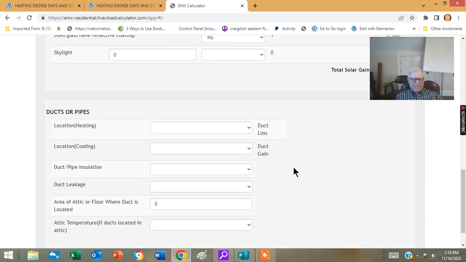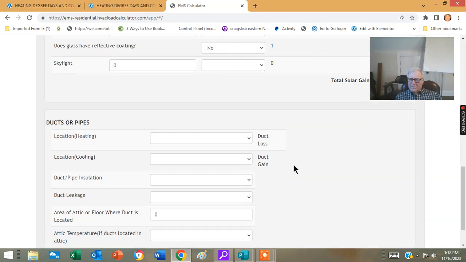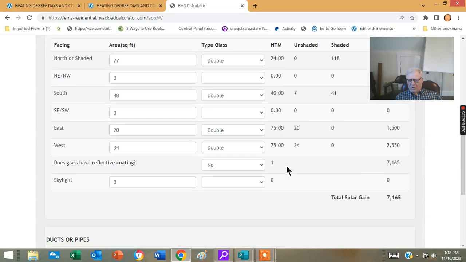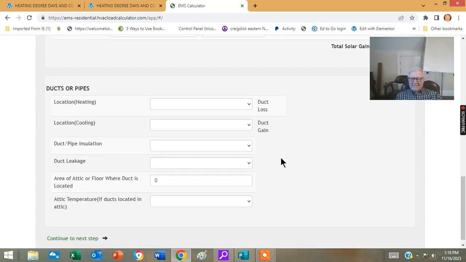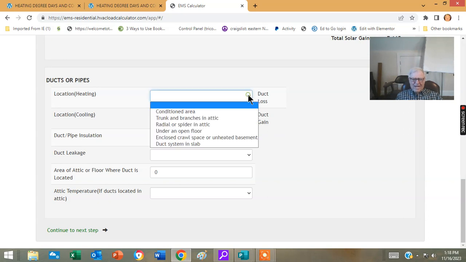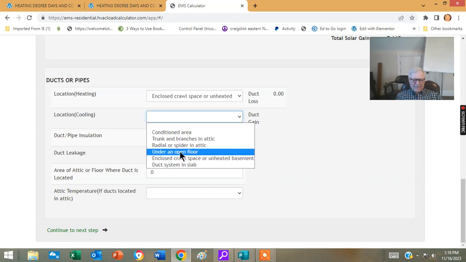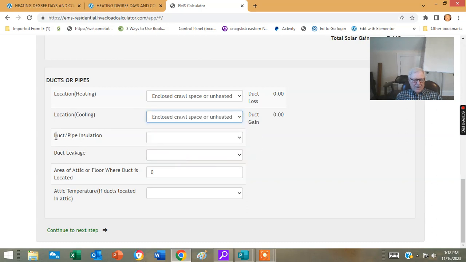Now we're going to come on down. We're still on step 2. I told you that was the most difficult part of the whole program. It's not bad. It's just tedious. Okay. All right. Where are my ducts located? They're located in a crawl space under the house.